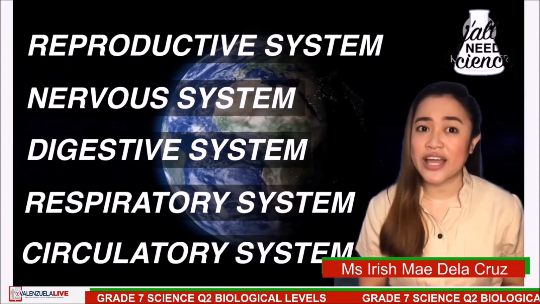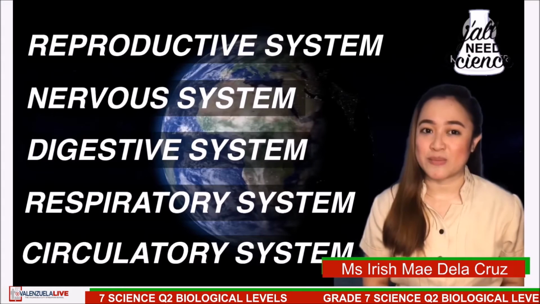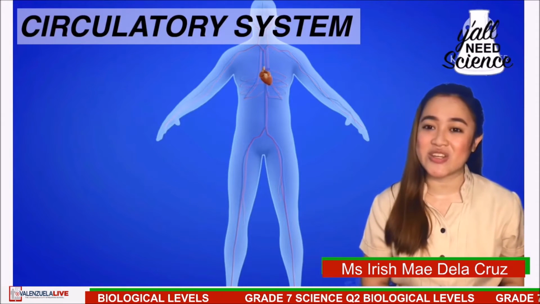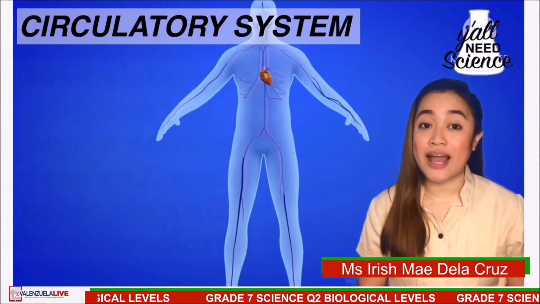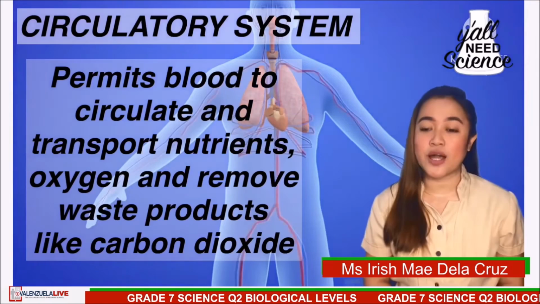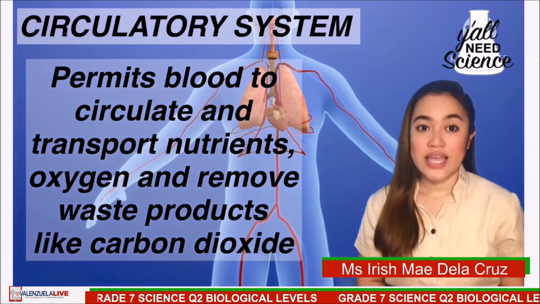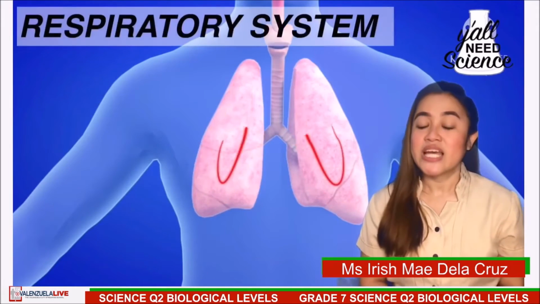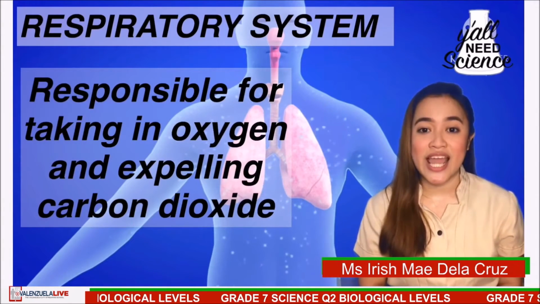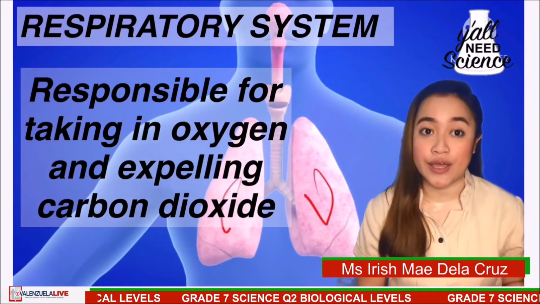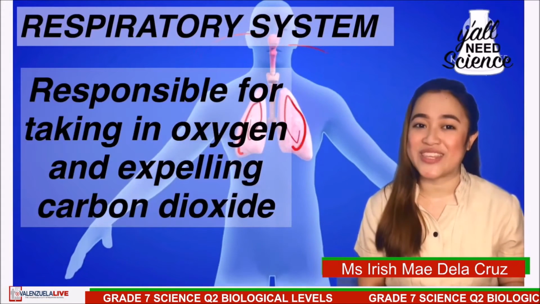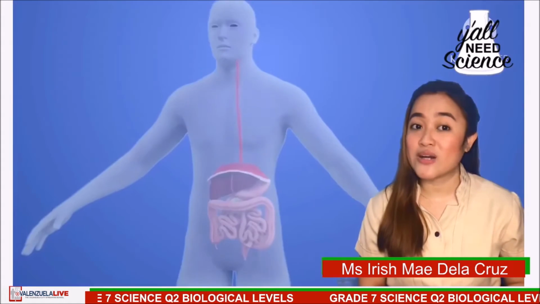Now, let's identify the differences between these organ systems. So, let's start with the circulatory system. What is the function of the circulatory system? It permits blood to circulate and transport nutrients, oxygen, and remove waste products like carbon dioxide. How about the respiratory system? The respiratory system is responsible for taking in oxygen and expelling carbon dioxide. So we inhale the oxygen and we exhale the carbon dioxide. How about the digestive system?